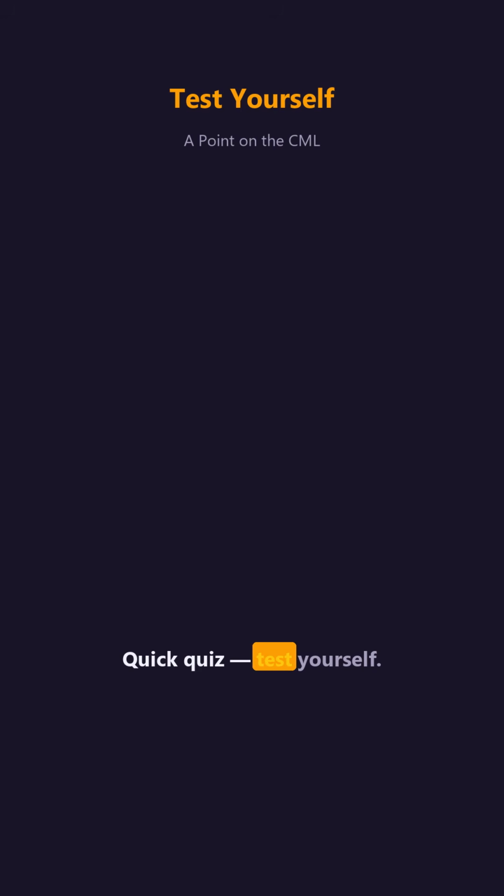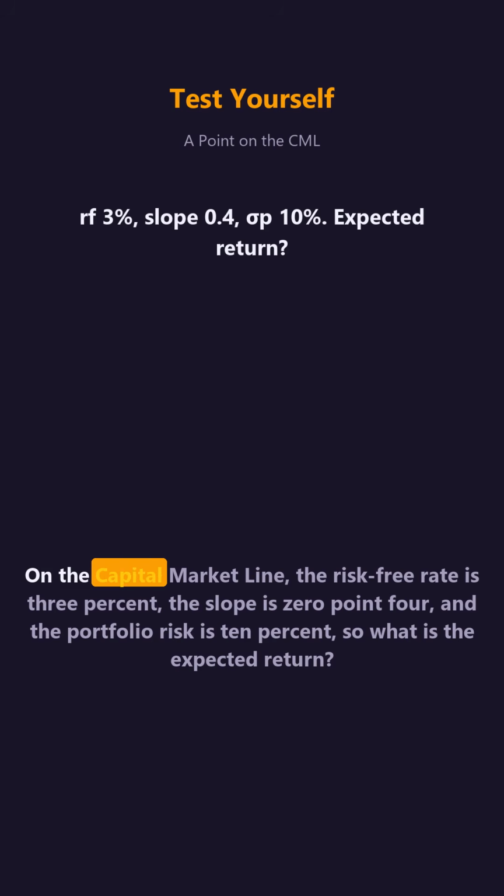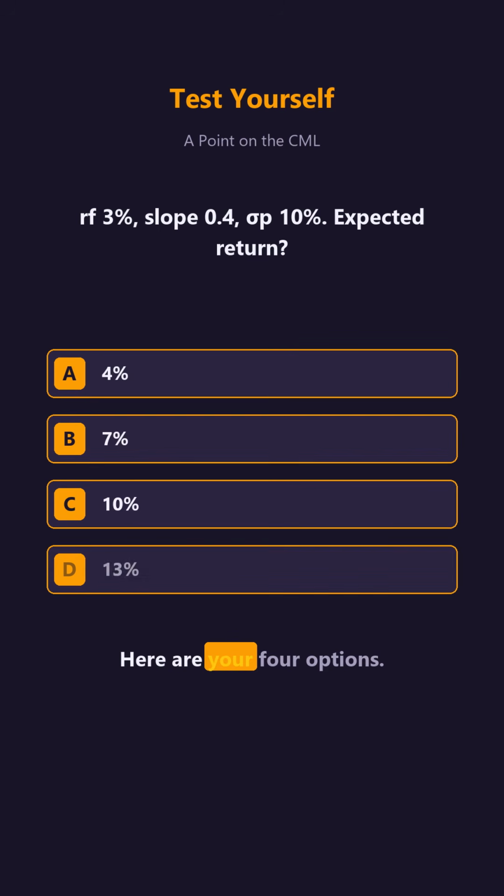Quick quiz, test yourself. On the capital market line, the risk-free rate is 3%, the slope is 0.4, and the portfolio risk is 10%, so what is the expected return? Here are your 4 options. Pause the video and solve it now. The correct answer is B, 7%. It is 3 plus 0.4 times 10.